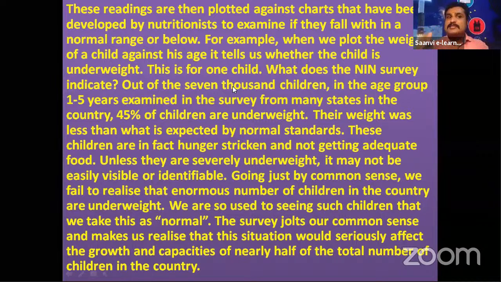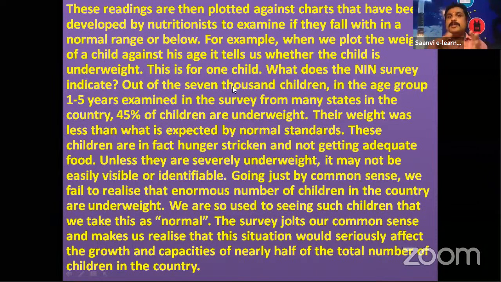What does the NIN survey indicate? Out of the 7,000 children in the age group 1 to 5 years examined in the survey from many states in the country, 45% of the children are underweight. See the status: based on National Institute of Nutrition data, 45% of the children are underweight when we compare our country. In different states it may vary, but overall their weight was less than expected by the normal standard.